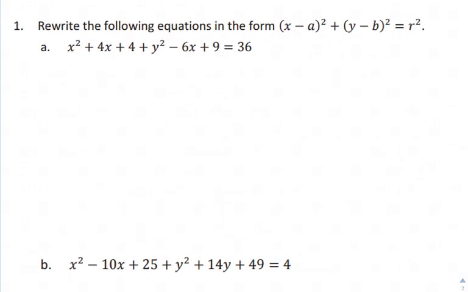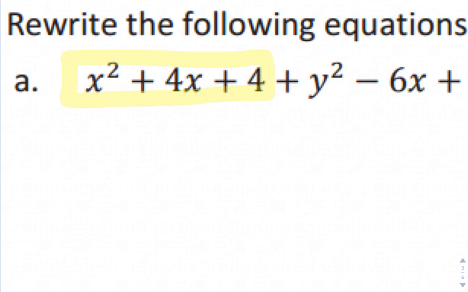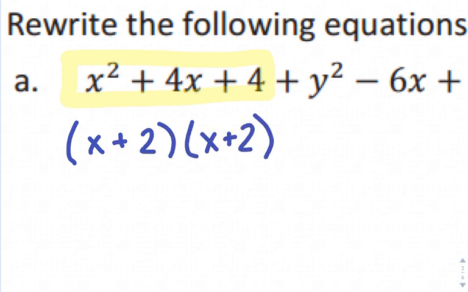It says rewrite the following in the form of our circle equation. So again, we're going to focus on our x's and then our y's and then simplify it. Looking at my first x values, I have x² + 4x + 4. If I want to factor that, I need two numbers that multiply to +4 but add up to +4. And that would be (x + 2)(x + 2).